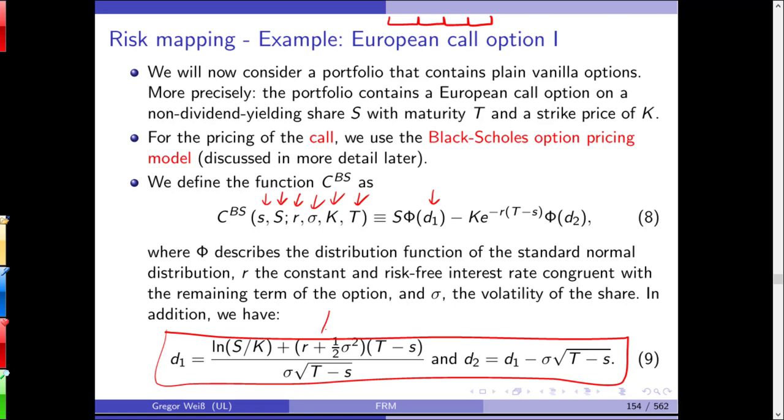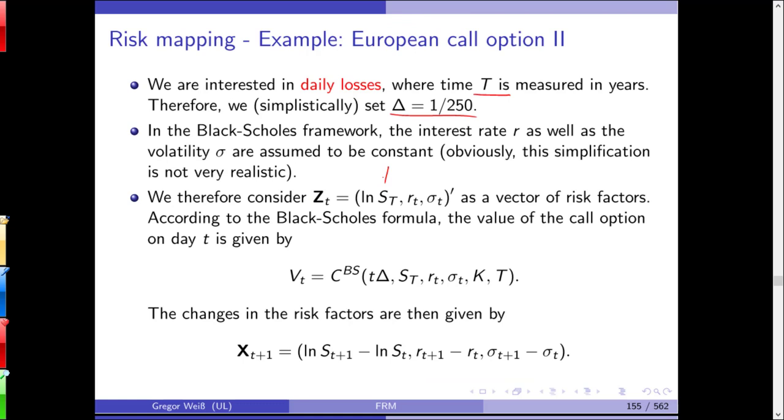And this here, this is the CDF, the cumulative distribution function of the standard normal distribution. Verteilungsfunktion der Standardnormalverteilung. That is only approximately given by an integral. So this formula actually looks quite hellish. And we have three risk factors: stock price, volatility, and risk-free rate.